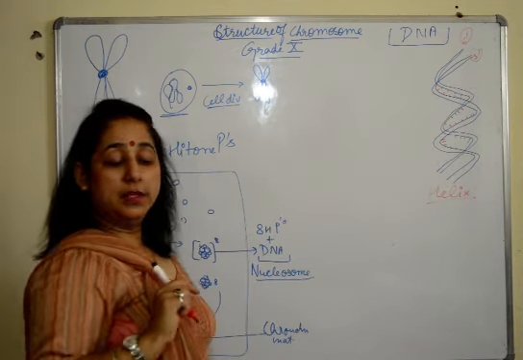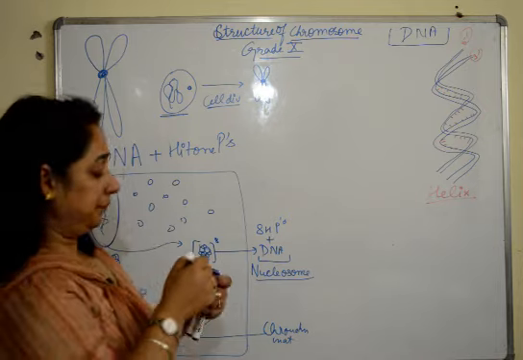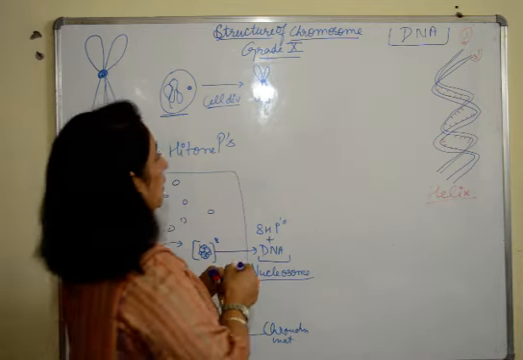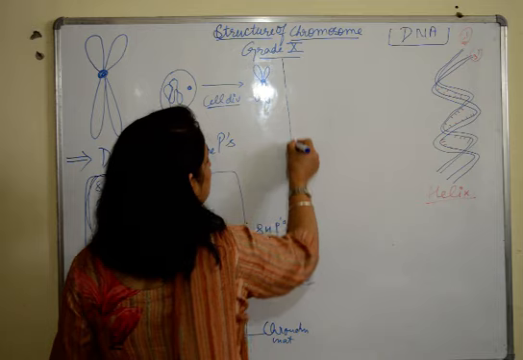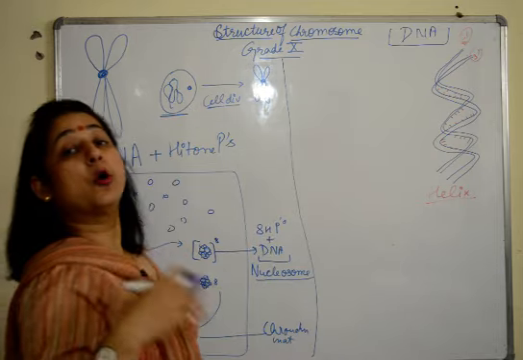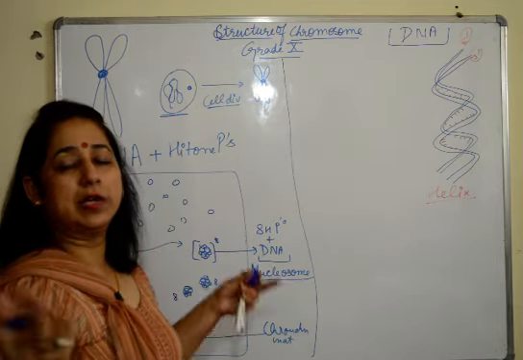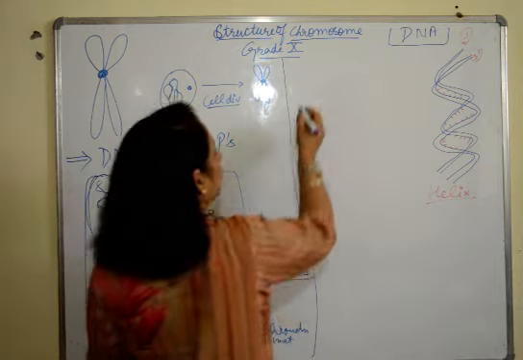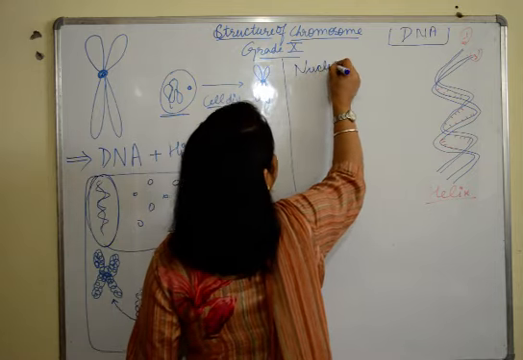Now, what are the nucleotides? We will talk about them. Or generally, what do we say? That DNA is a polymer of nucleotides. That means many nucleotides come together to form DNA. So what is a nucleotide?